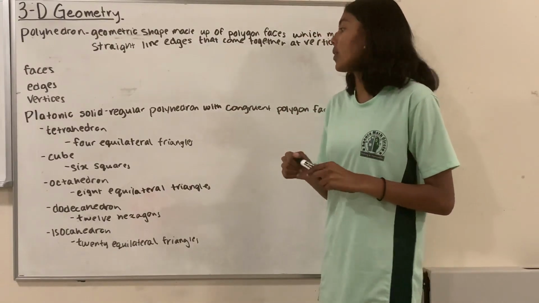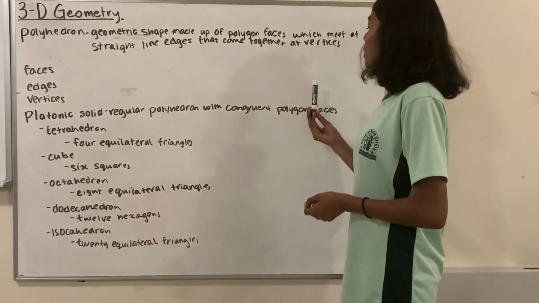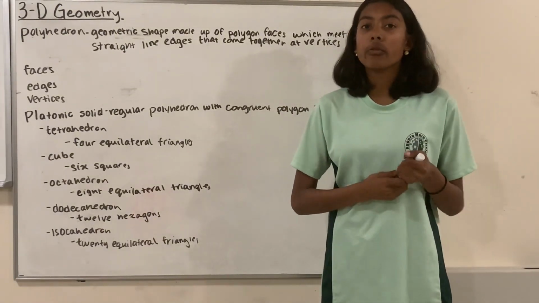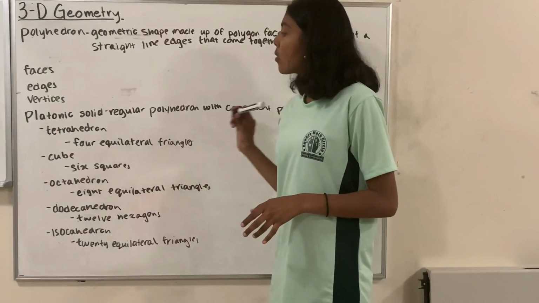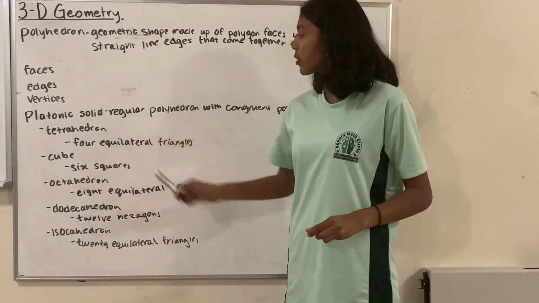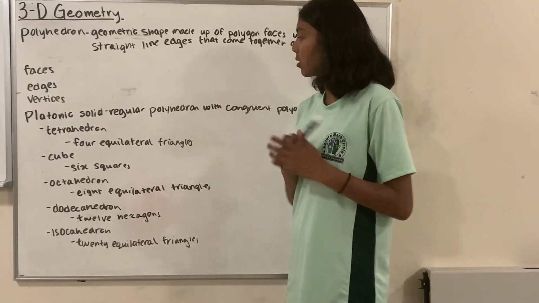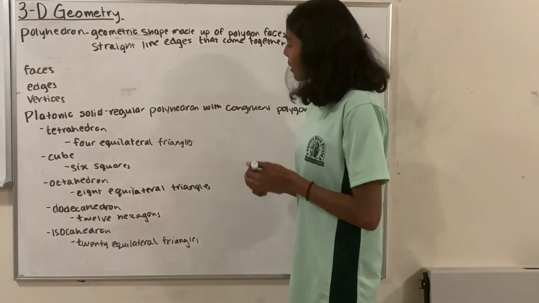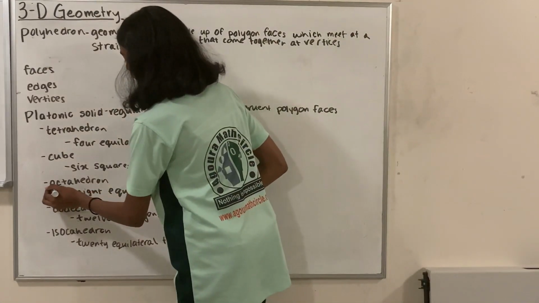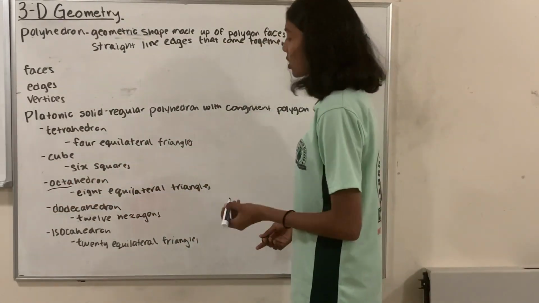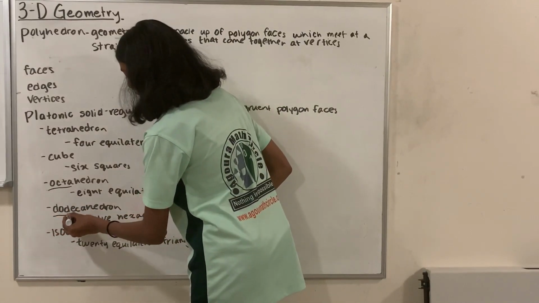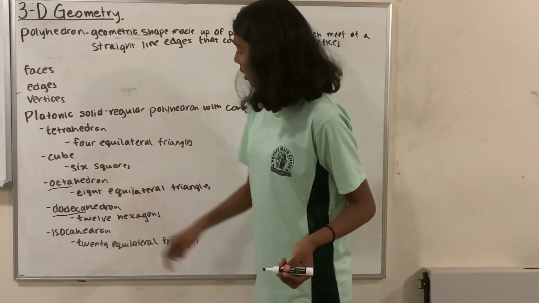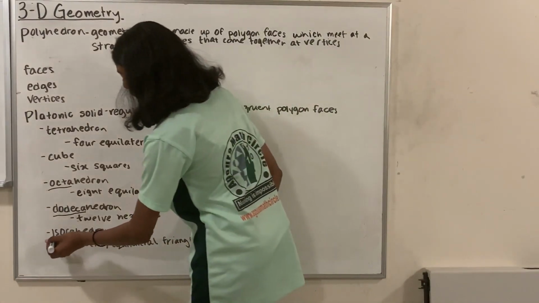And then we have platonic solids, which are regular polyhedrons with congruent polygon faces, meaning it's like the 3D version of a regular polygon. And we only have 5 platonic solids: a tetrahedron, which has 4 equilateral triangles, a cube, which has 6 squares, an octahedron, which has 8 equilateral triangles. You can remember that by octa. A dodecahedron, which has 12 pentagons, so dodeca means 12, deca means 10, and then icosahedron, which has 20 equilateral triangles.